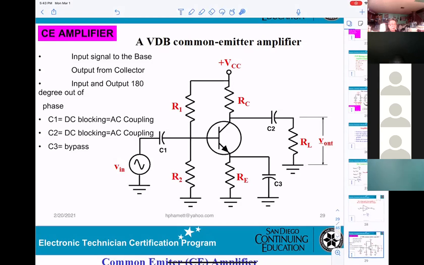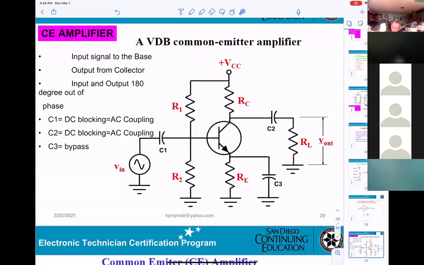The relation between the output and the input is very important for you, even if you don't have to go into detail to do the calculation. In common emitter, the input is applied to the base and the output is taken from the collector. The input and output will be 180 degrees out of phase, meaning opposite. Input positive, output negative; input negative, output positive.